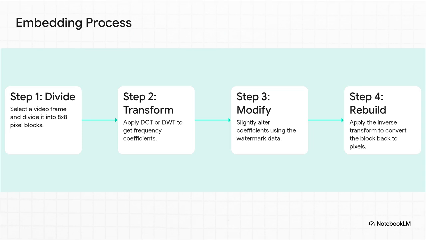Step 1, you take a frame from the video and chop it up into tiny 8x8 pixel blocks. Step 2, you hit each of those blocks with your transform, either DCT or DWT, to turn those pixels into frequency numbers. Now step 3, this is where the magic happens. You take your watermark, your secret text or whatever, and you use it to just slightly tweak some of those frequency numbers. And finally, step 4, you reverse the process, turning those slightly changed numbers back into pixels, and voila, the video looks identical, but your secret is now baked right in.